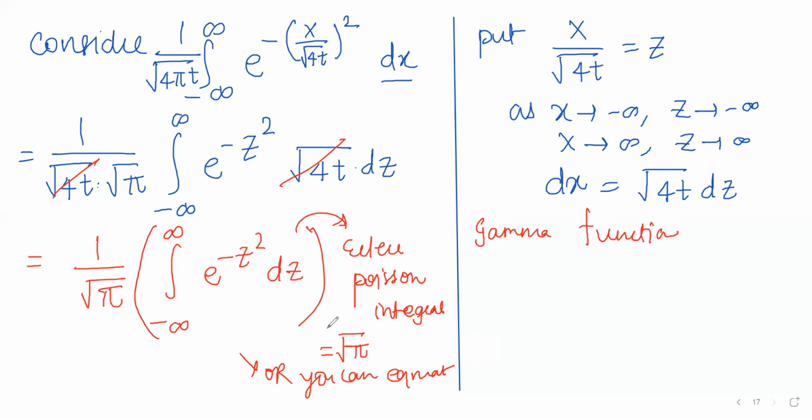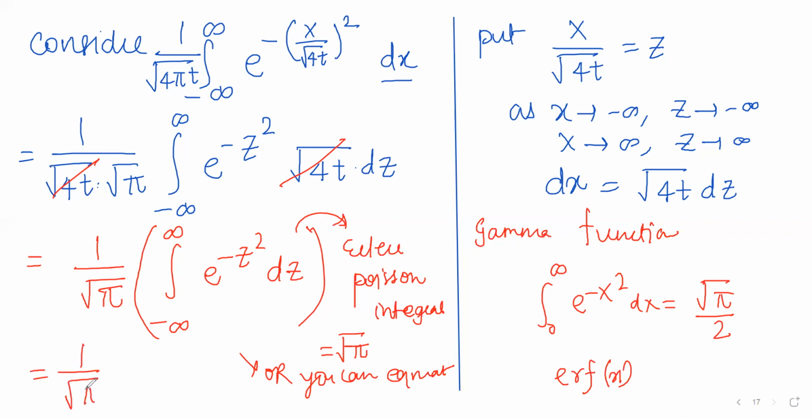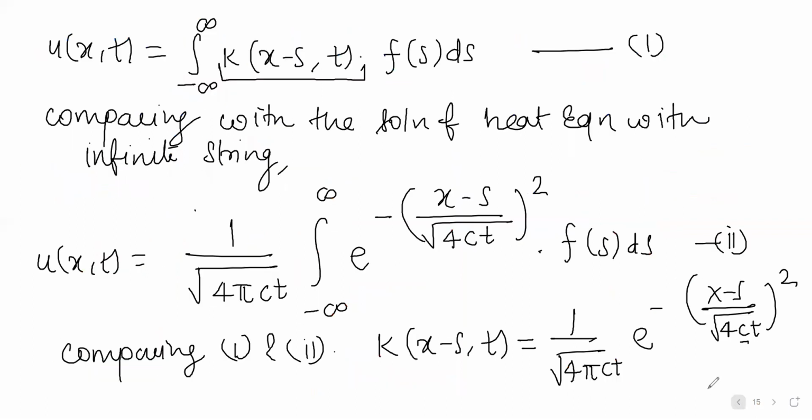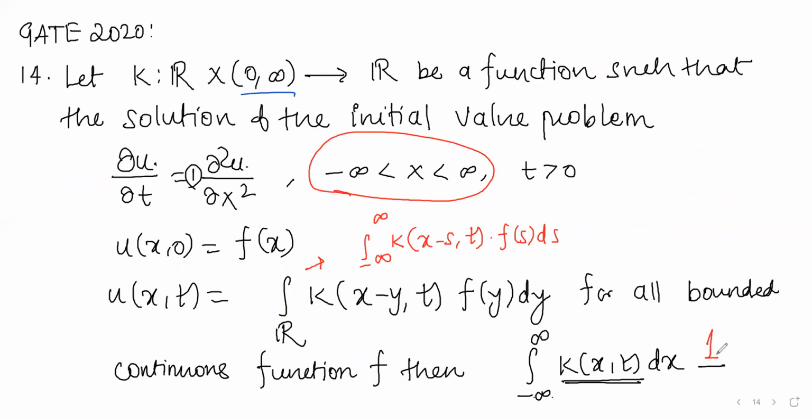And for those who don't know, just remember that its value is root pi, because integral 0 to infinity e power minus x square dx is root pi by 2. This you derive by the error function of x. And if it is from minus infinity, this 2 gets cancelled, because it is 2 times, so you get root pi. So this will be 1 upon root pi into root pi. So this root pi gets cancelled, and this entire integration becomes 1. So the answer is 1.